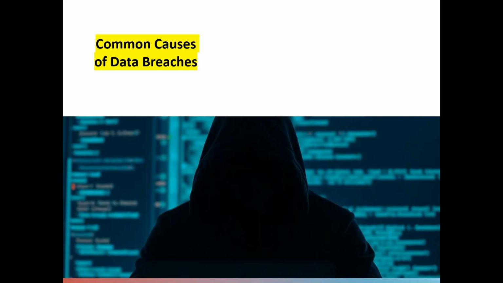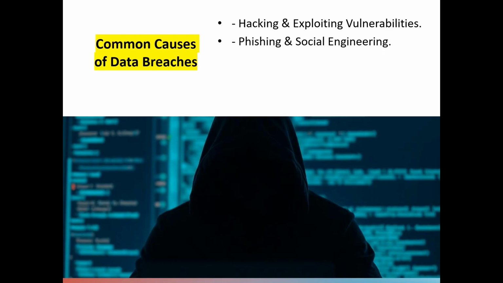Some of the causes of data breaches include exploiting vulnerabilities, which typically involves an attacker exploiting software flaws to gain access. Another is social engineering, where an individual is tricked to reveal login credentials. Next, we have the insider threat, where an employee or a contractor deliberately or probably accidentally leaks the data of an organization. And next, we have lost or stolen devices.